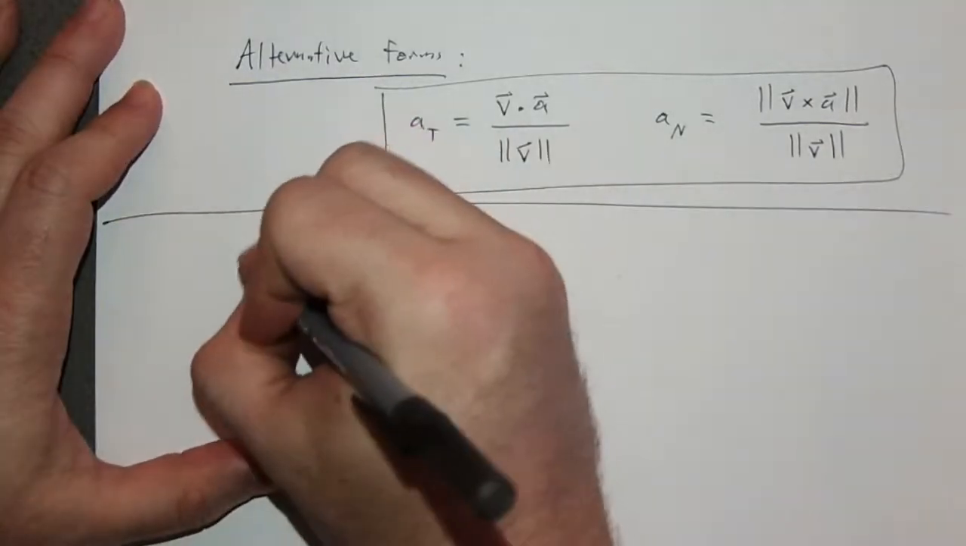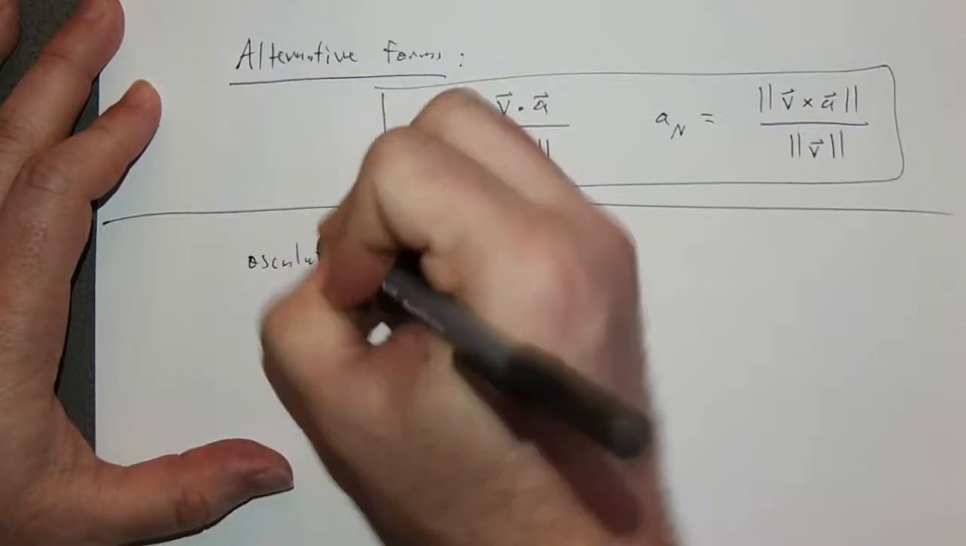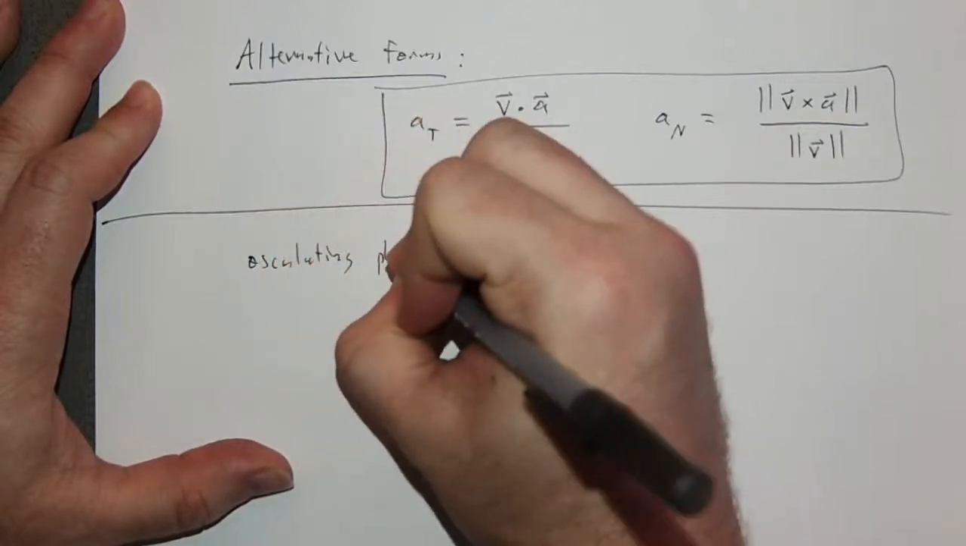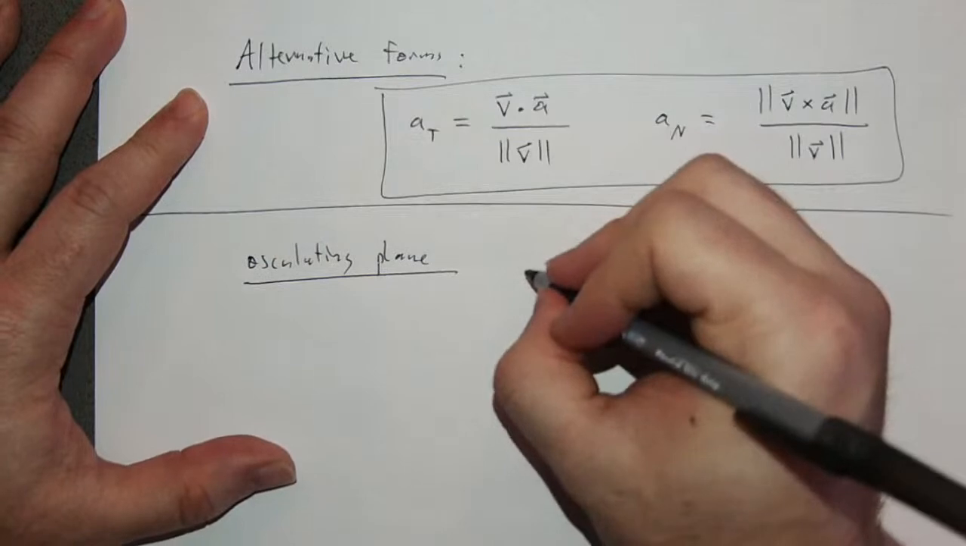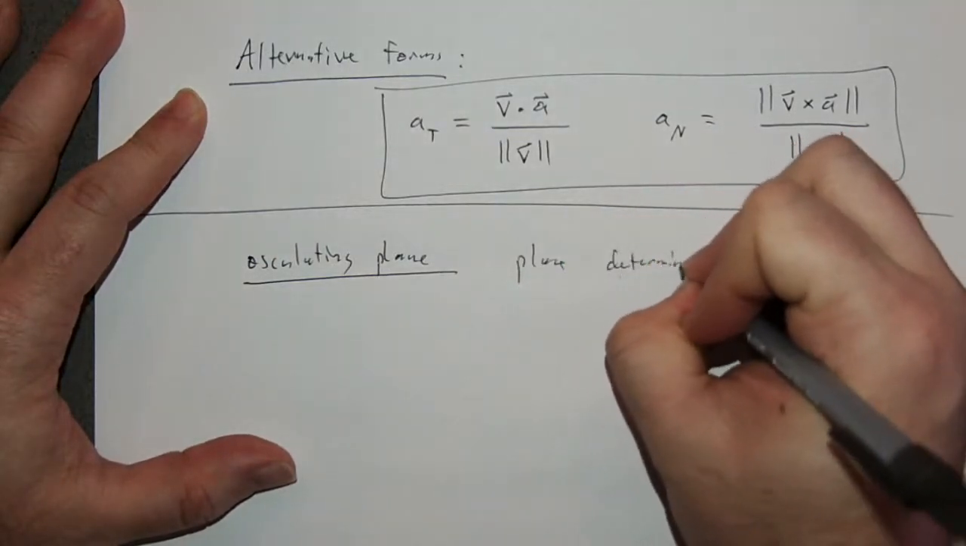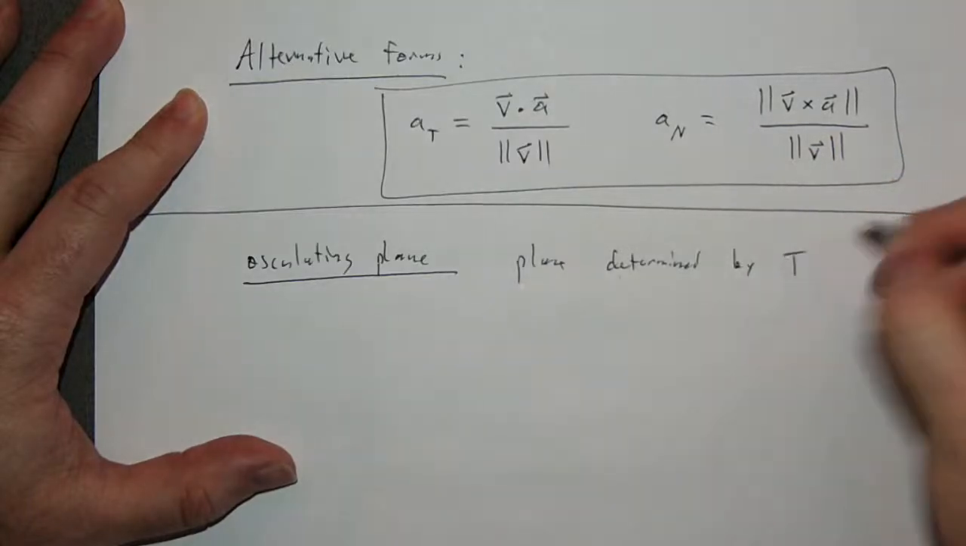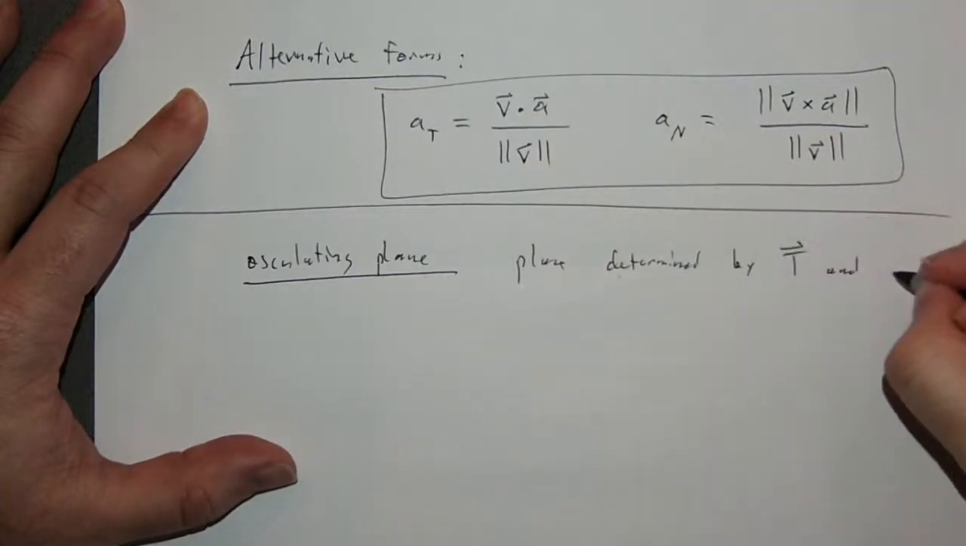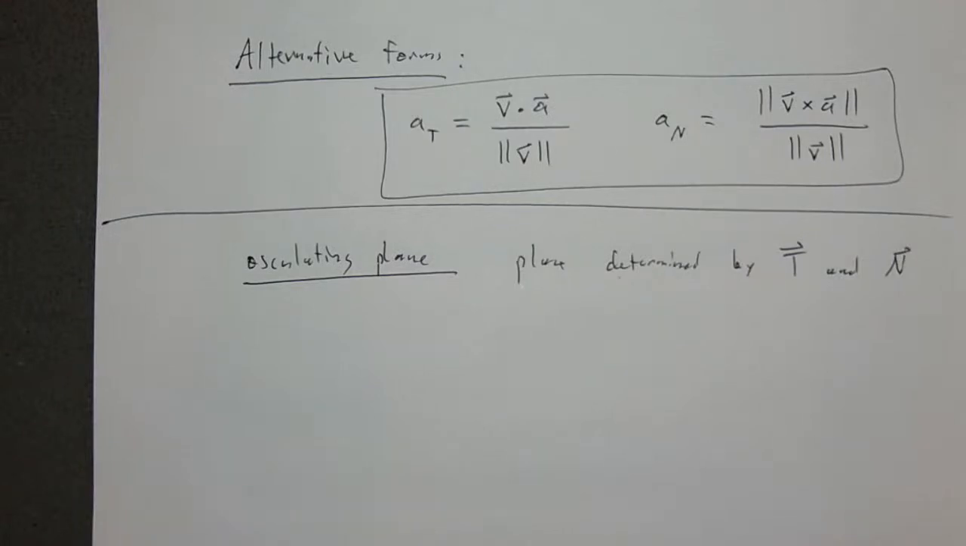So, as we saw, the osculating plane is this plane determined by T and N, right? The tangent and normal vectors. Okay, and of course, in general, because these vectors vary as you traverse the curve, this plane varies. It's not always the same plane. Okay.